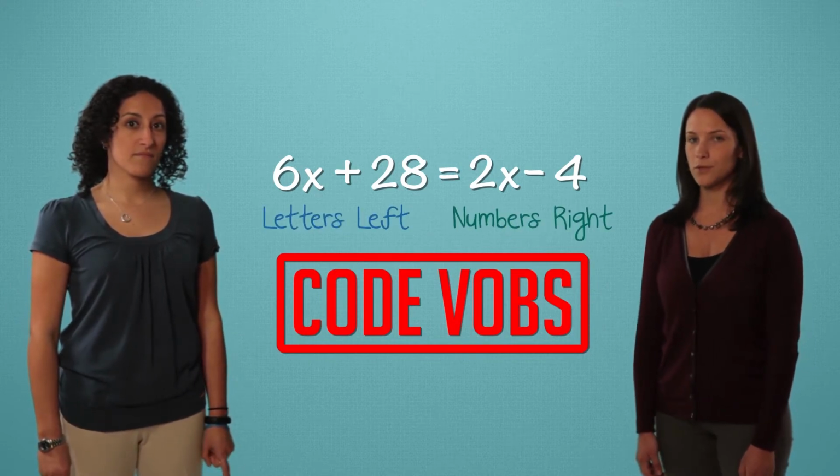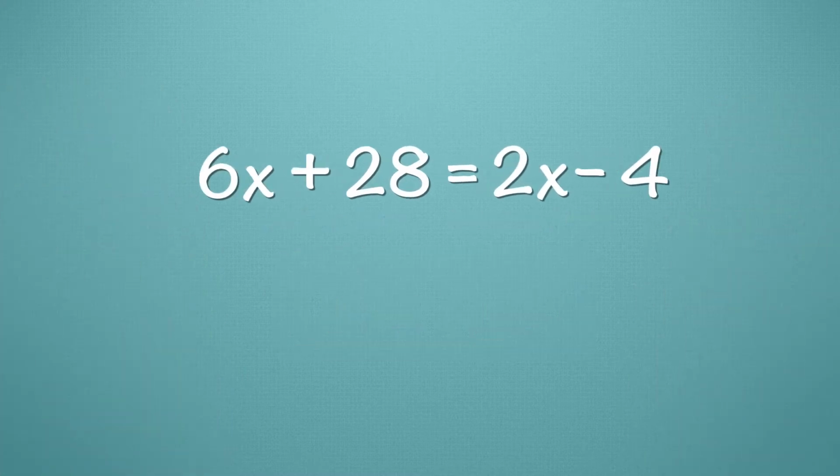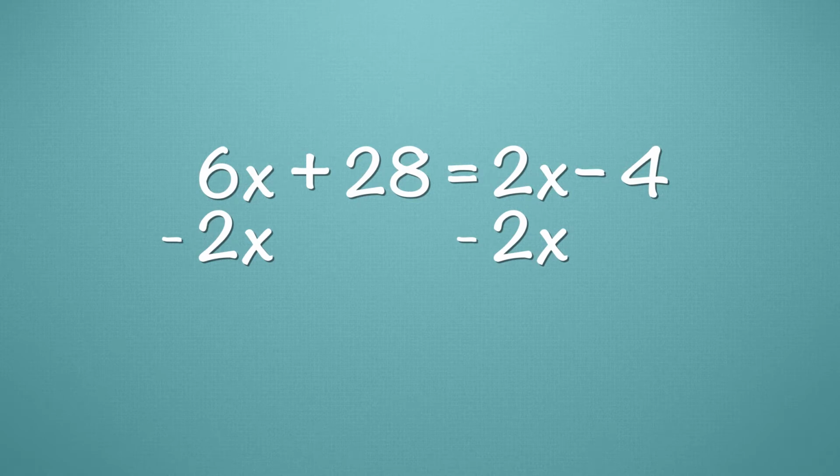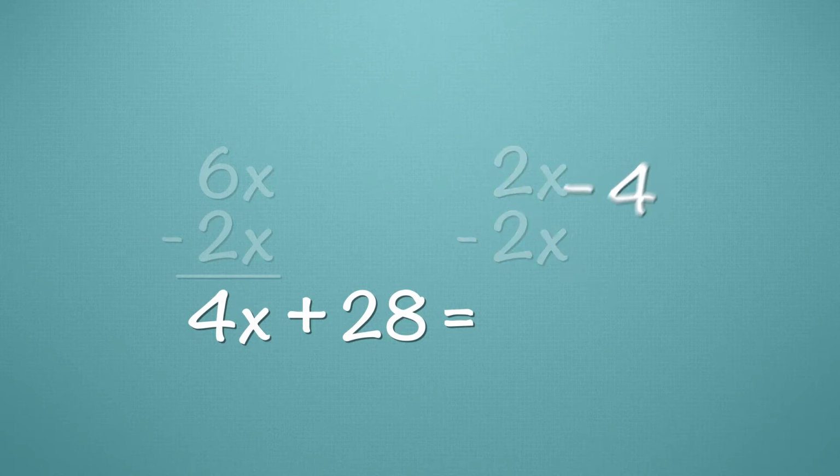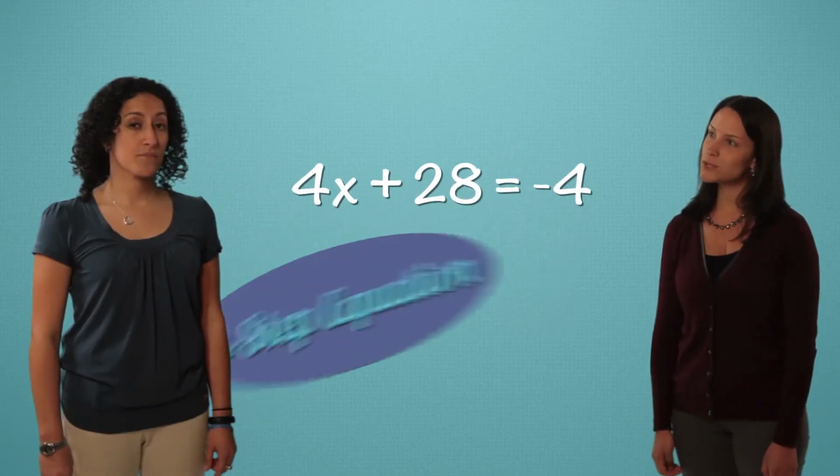Letters left, numbers right. To move this positive 2x, we subtract 2x from both sides. 6x minus 2x equals 4x, and we bring down the positive 28. Then we bring down the equal sign. This 2x is canceled out, and we bring down the negative 4. Be sure to keep this sign here. Now we're back to a two-step equation.